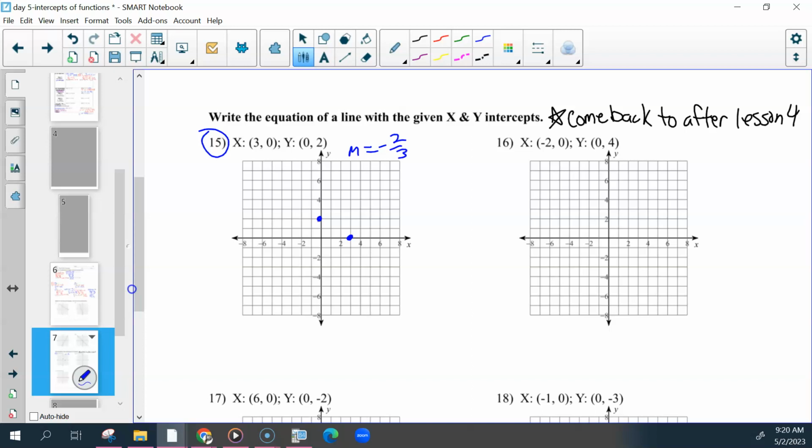To write an equation of a line, you need your slope and you need your y-intercept. So y equals negative 2 over 3 x plus 2. And that would be your equation. Before I show the other way, do you have any questions on that?